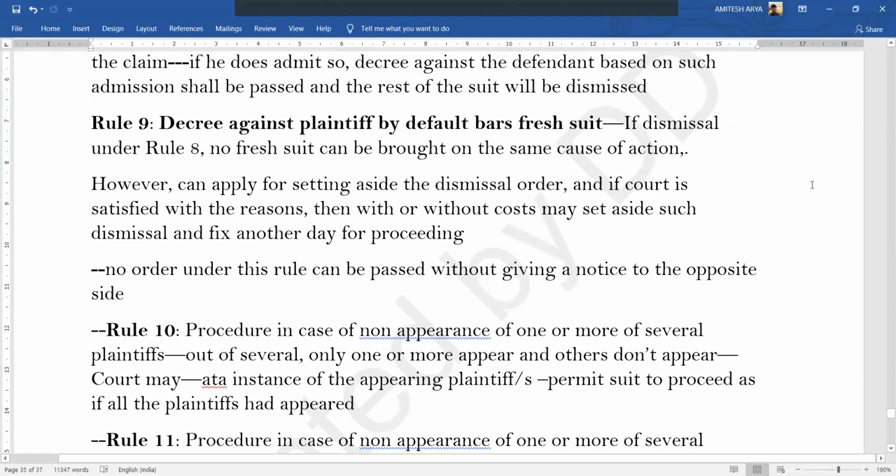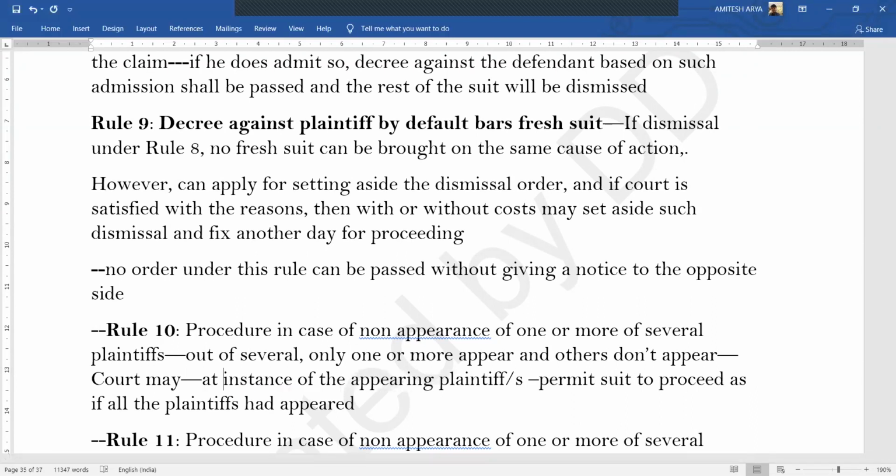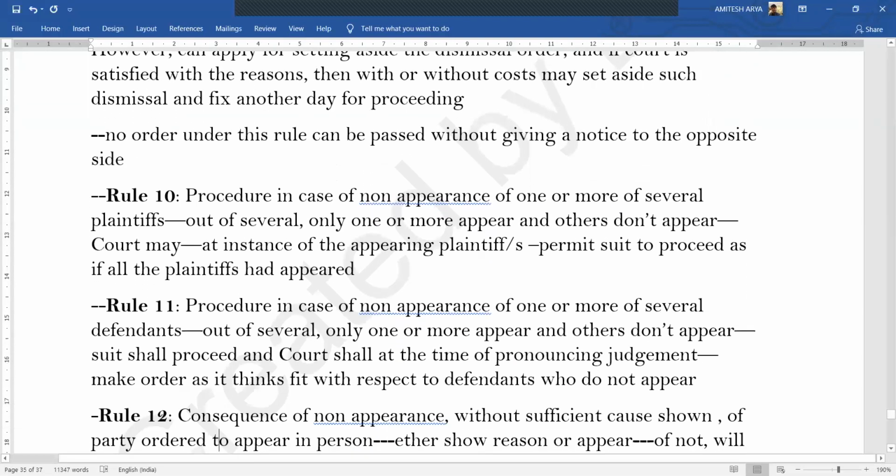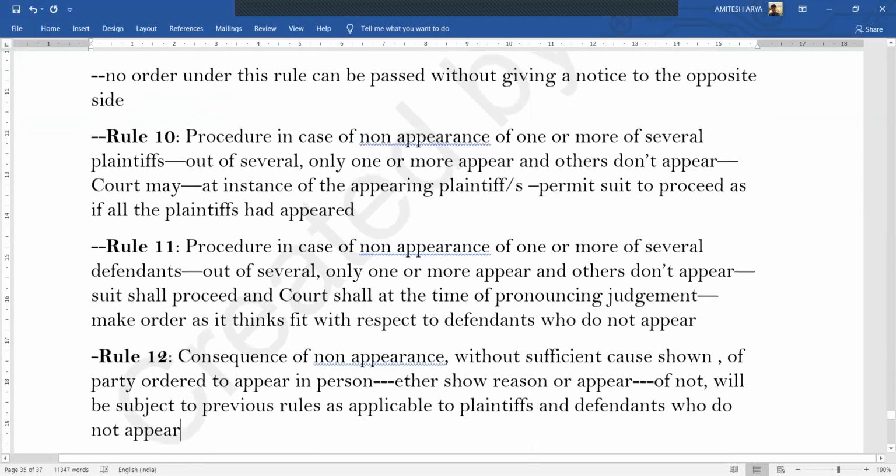Now, rule number 10 says that if there is non-appearance of one or several plaintiffs out of many, where some have appeared and some did not, then at the instance of the appearing plaintiff or plaintiffs, the suit may be permitted to proceed as if all the plaintiffs had appeared. Now, rule number 11 is saying that if one or more of several defendants are not appearing, then the court at the time of pronouncing judgment may pass whatever orders it feels fit in respect of the defendants who did not appear.